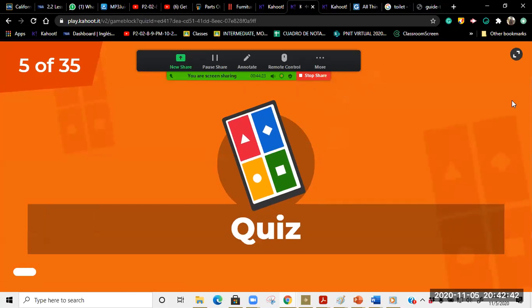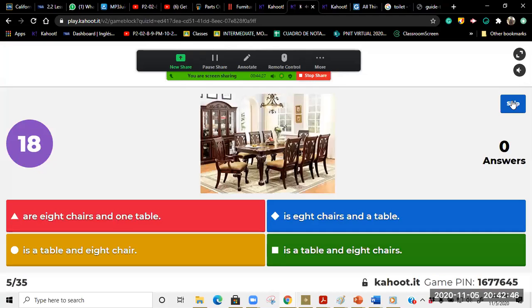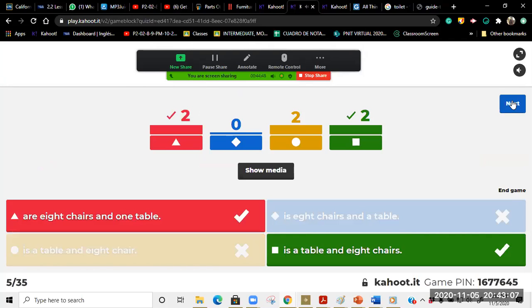Good job. Okay, in the dining room, there are 8 chairs and 1 table. It's a table and 8 chairs. It's 8 chairs and a table. Is a singular, are es plural. Solo para que lo sepan. Is es singular y are es plural.